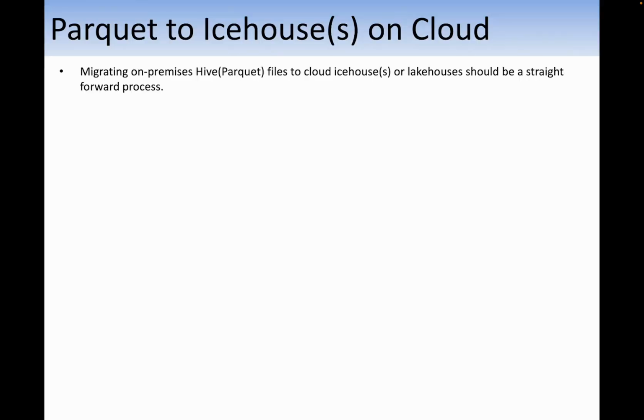Okay, so why am I using this approach? Some folks use tools like Filetran or any ETL drag-and-drop tool, but you don't need them, and we can make the process easy here. It should be a straightforward process migrating on-prem Parquet files to Icehouse or Lakehouse. You don't need complex tools.